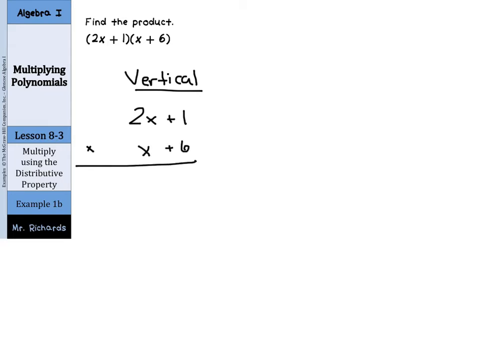And so now for our first step, we're going to take 6 times 1, and that is 6. That's a positive 6. And then we'll have 6 times 2x, which is 12x. And then we'll have our placeholder in our second row, so plus 0. And then we'll have x times 1, which is just x. And then we'll have x times 2x, which is just 2x squared.